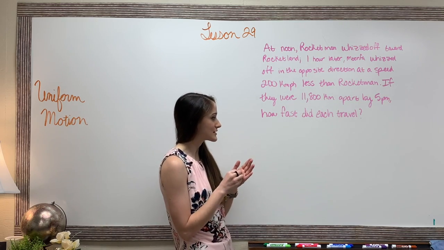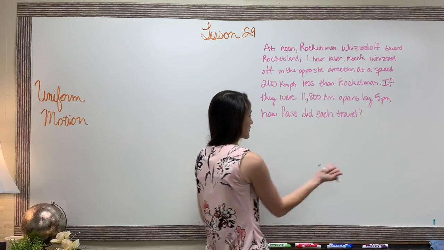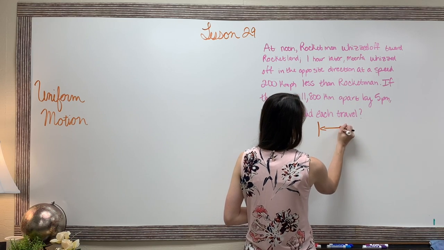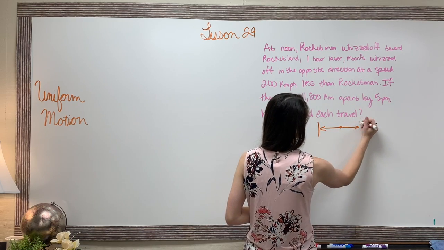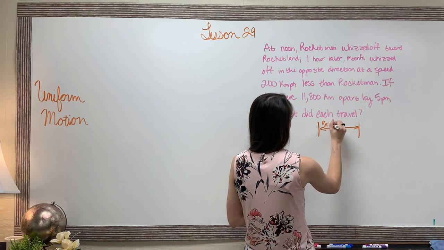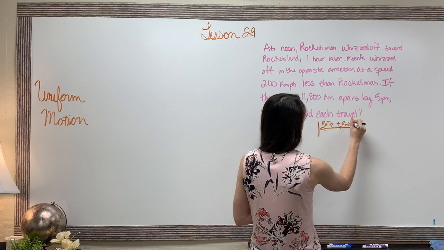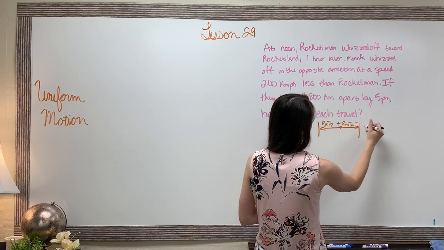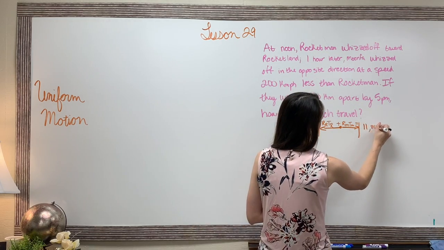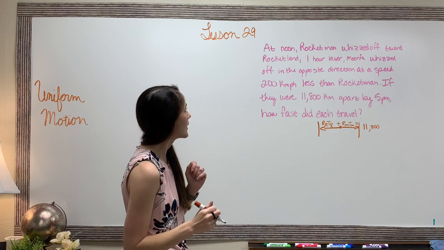So that means they want me to find the rate of Rocket Man and Moonfa. So they're starting in the same place and they're going in opposite directions. So on my diagram, it's gonna look a little something like this, because they're starting in the same place and going in opposite directions. So we have the rate of Rocket Man, time of Rocket Man, plus the rate of Moonfa, time of Moonfa is going to equal, and it says that they are 11,800 kilometers apart. So there's my key equation.